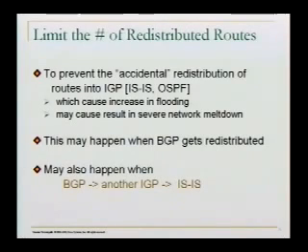So to prevent the accidental redistribution of routes into the IGP, here IGP could be ISIS or OSPF, and obviously we are talking about ISIS here. If you do the accidental redistribution, it's going to cause an increase in flooding, and it's also going to result in severe network meltdown. An example is BGP getting redistributed into another protocol, and that other protocol in turn getting redistributed into ISIS. So think of the devil, we have so many ways that we can shoot ourselves.